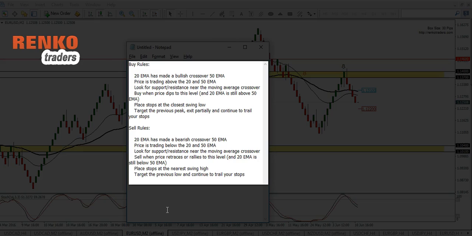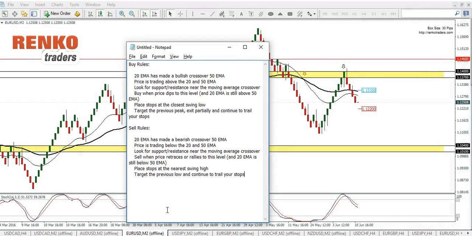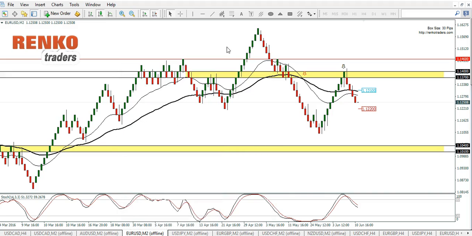If you're looking for a trend following system, I would definitely recommend you keep an eye out on this trading approach. So the buy rules: we make use of the 20 and 50 exponential moving average. We wait for the EMAs to make a bullish or a bearish crossover, and we wait for a retracement to the identified support or resistance level. It's as simple as that.